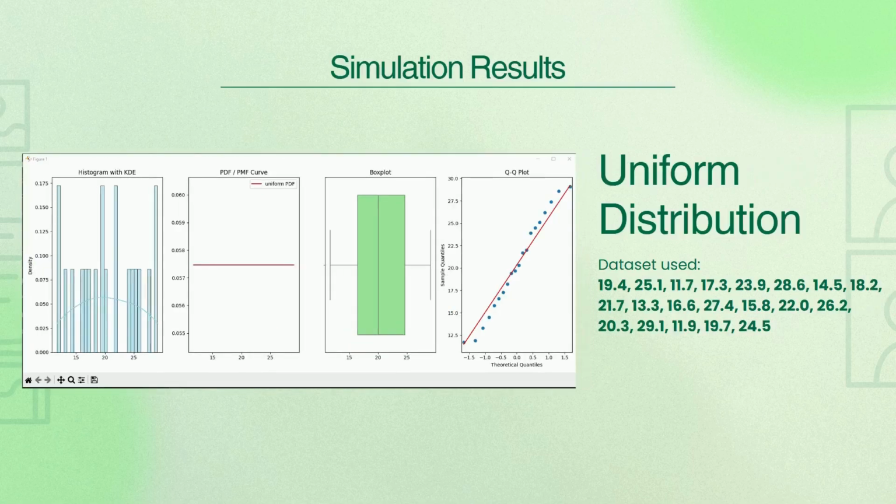Lastly, the uniform distribution. The graphical indicators show the histogram with KDE has an even data spread and a flat KDE. The PDF curve's flat line confirms constant probability. The box plot is symmetric and centered with no outliers. The QQ plot shows significant deviation from normal, as expected. For the conclusion, the data matches the uniform distribution, and the even spread is confirmed, not normal, as expected.